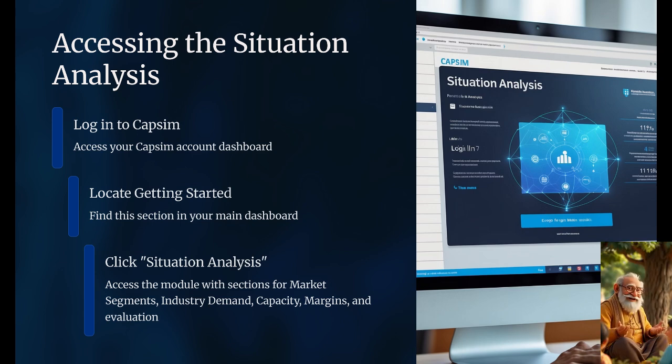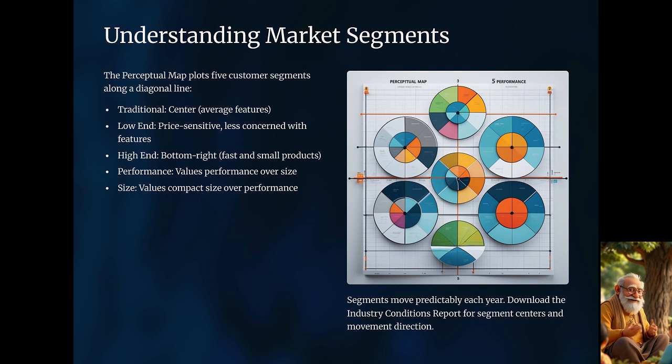Part 2. Understanding market segments, perceptual map. The first section we'll look at is the perceptual map. You'll notice 5 circles plotted along a diagonal line moving down and to the right. These circles represent the 5 customer segments in CapSim: traditional, low-end, high-end, performance, and size. The x-axis represents performance, and the y-axis shows size. These are the 2 key criteria that customers use to evaluate your products.